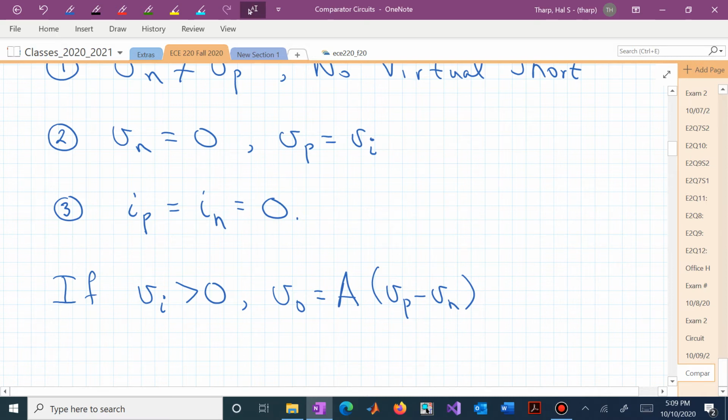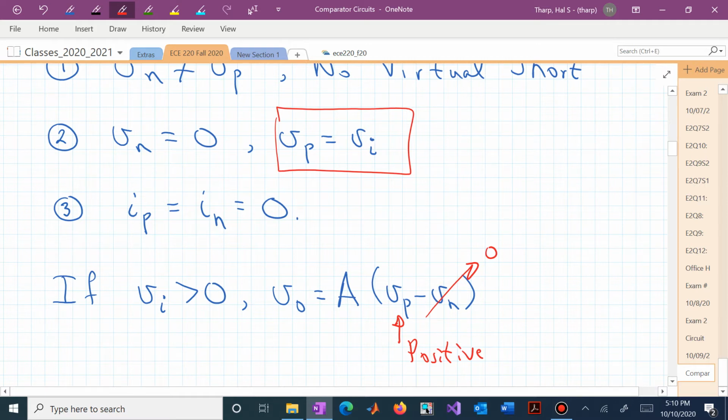Now what happens if we apply a positive input voltage V sub I? Under the conditions we just established, V sub n was equal to 0. We now know that V sub p is positive if V sub I is greater than 0, because V sub p is equal to V sub I. So what do we know about this quantity? Well, A is a huge positive number times a positive value V sub I. We know now that this is bigger than 0.